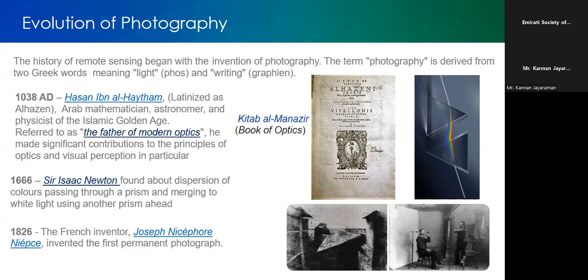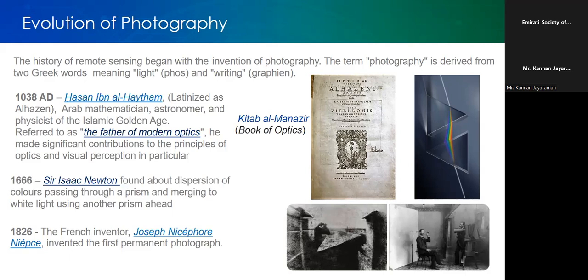This we have done in our school days, in our physics exercise. When we have a prism and we pass white light, it splits into different colors: violet, indigo, blue, green, yellow, orange, red, the VIBGYOR colors, right? Now, when you pass those colors through another prism, it goes back into white light. So he found this dispersion of colors, which was a major breakthrough, merging to white light using another prism and dispersing white light into different colors.